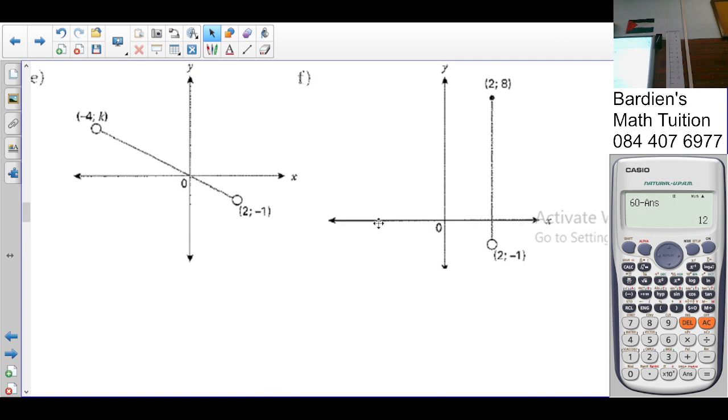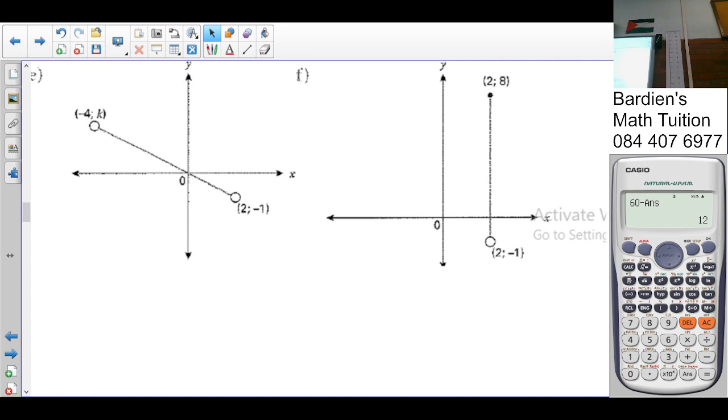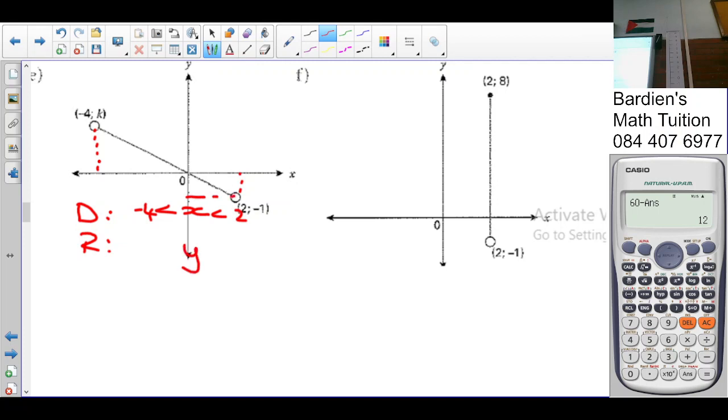Let's look here. There's a K here. So, the main range. What's my domain? X is greater than negative 4. But they said 2. Range is y values. Y is greater than negative 1, but less than.